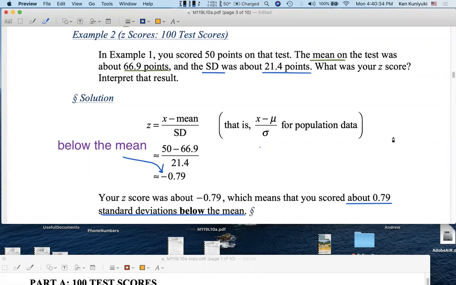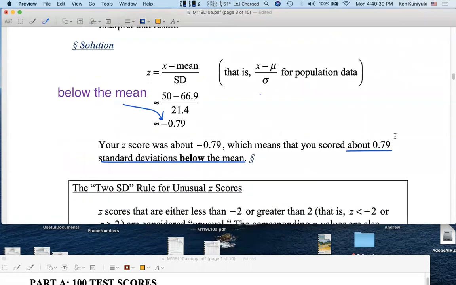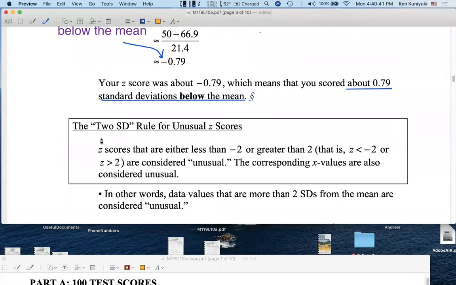How do you know if you did unusually poorly or unusually well? This is the usual metric. The 2SD rule, or 2 sigma rule, for unusual z-scores. So z-scores that are either less than -2, that's very poorly on the exam, or greater than +2, that's doing very well on the exam. So if z is less than -2 or z is greater than 2, then your z-score would be considered unusual. And the corresponding x values would also be considered unusual.